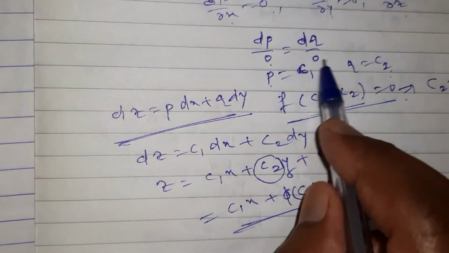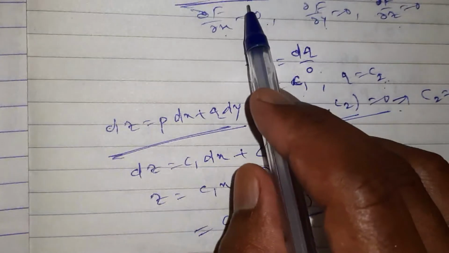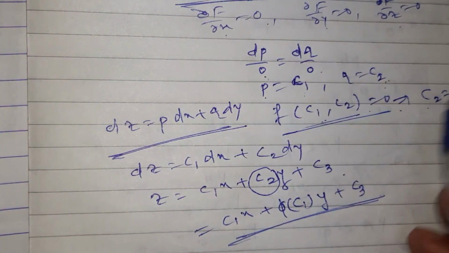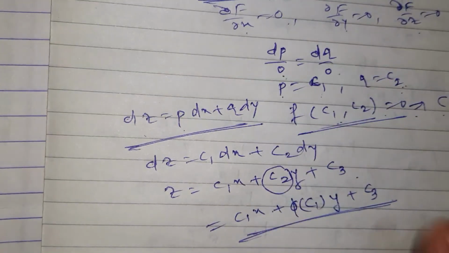Just set the two denominators to 0, so I can get two values. Put the two values in your given equation, and from the given equation find c2 or c1, and use dz is equal to p dx plus q dy. Understood? Now the second case we will see.